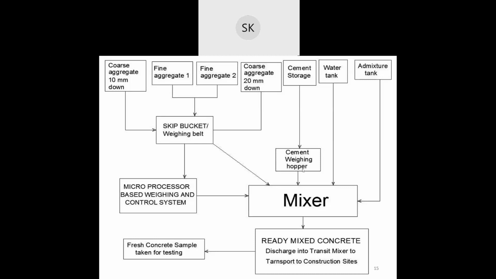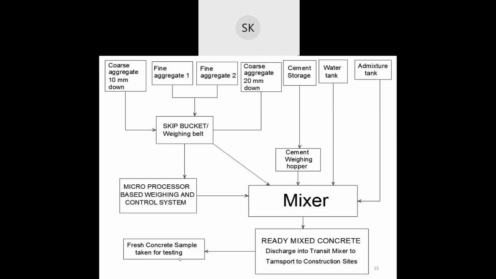Cement is also weighed. This is the cement weighing hopper. All are mixed in a mixer. Then there is a microprocessor based weighing and control system. So in this, the proportionate weighing of all the ingredients is done, and the required weight of all the ingredients is mixed in a mixer. And this is the ready mix concrete, discharged into the transit mixer to transport to the construction site.